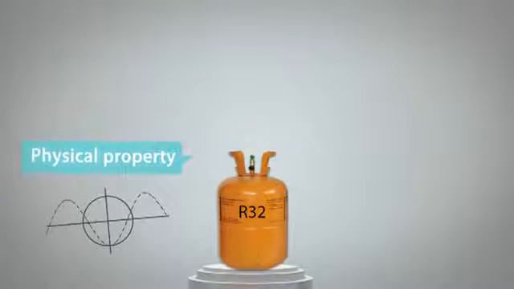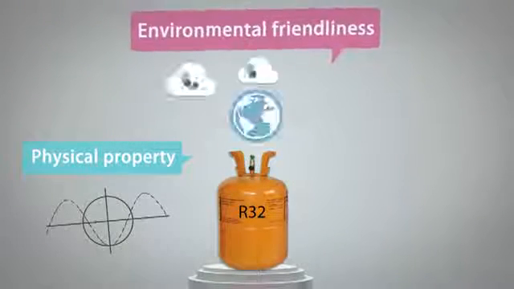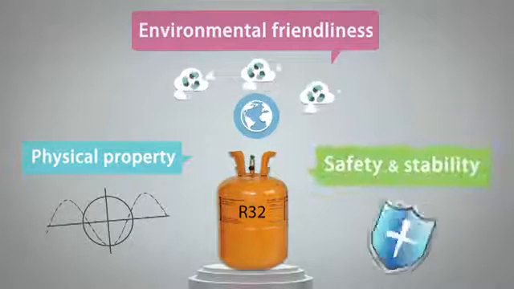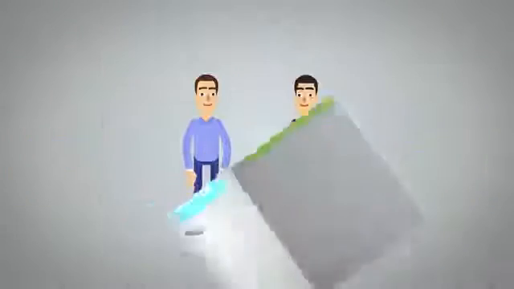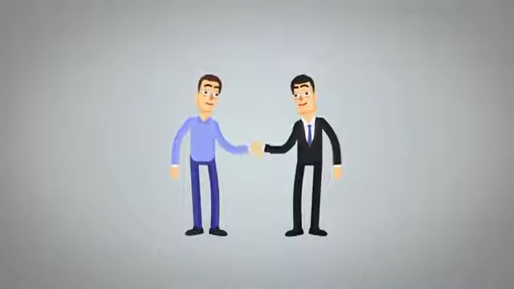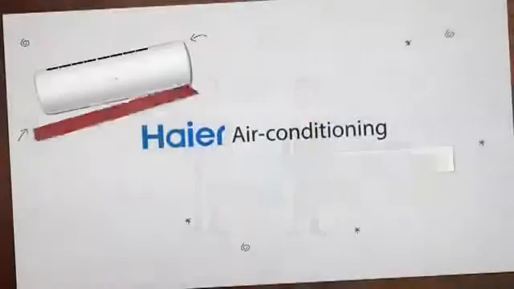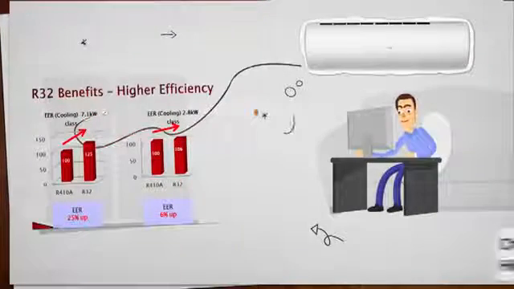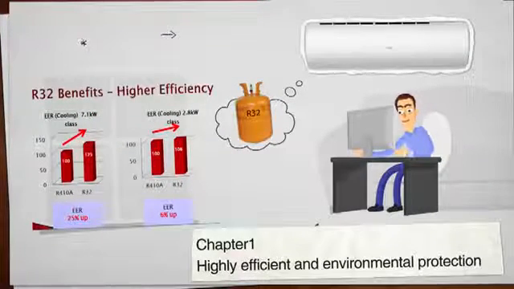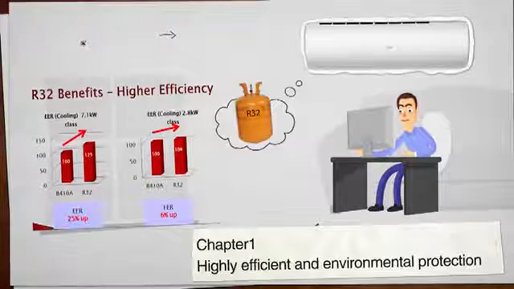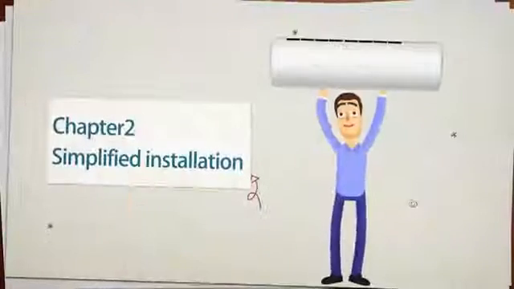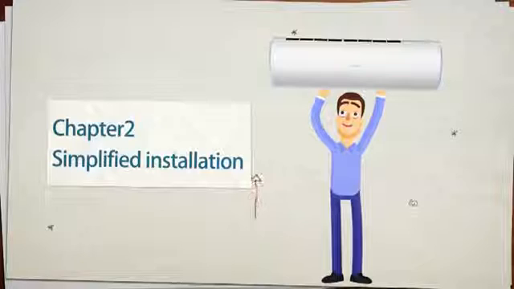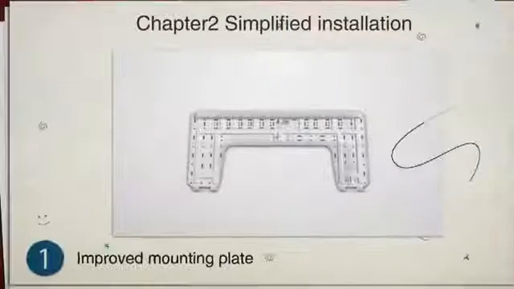With excellent features of physical property, environmental friendliness, safety and stability, R32 has been used by more and more cooling equipment manufacturers. Haier uses the refrigerant in air conditioners. Chapter 1. Highly efficient and environmental protection. Chapter 2. Simplified installation.